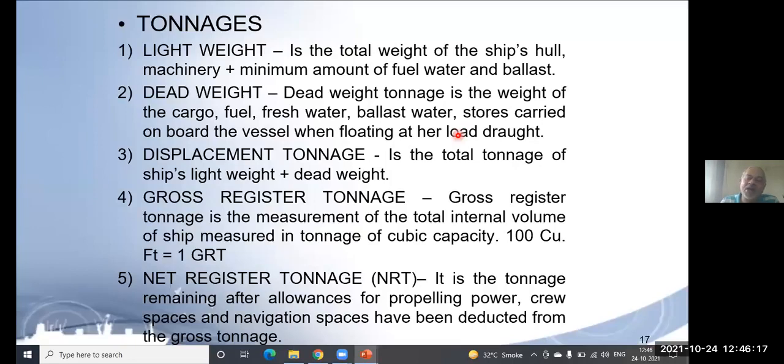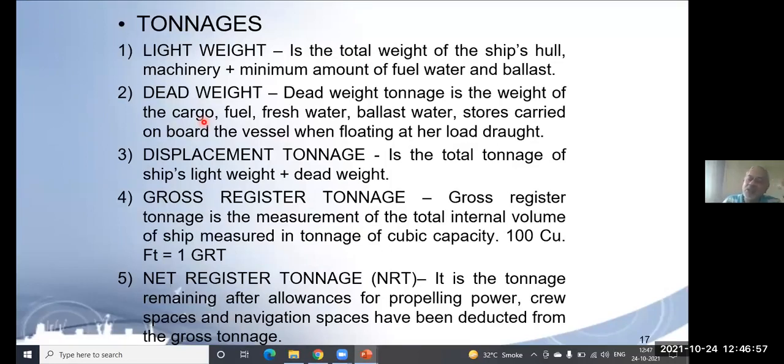In the ship, a bit further ahead, more variety is there, like fresh water, ballast water, stores, fuel, cargo, and so on. So now in this dead weight, I will give you time to read and you have to tell me what is the maximum amount in this. Which is the biggest amount that becomes part of dead weight? Cargo, fuel, water, ballast water, stores. Cargo. Yes, cargo is the highest amount in this. So the main component of dead weight is cargo.